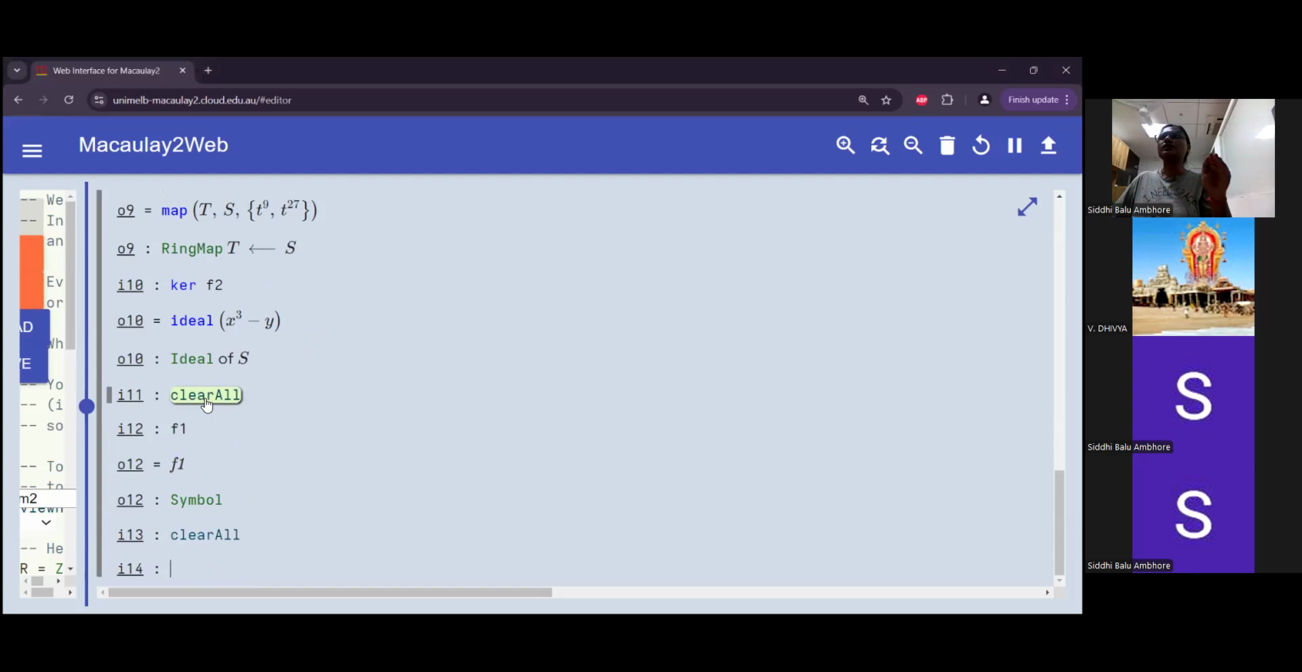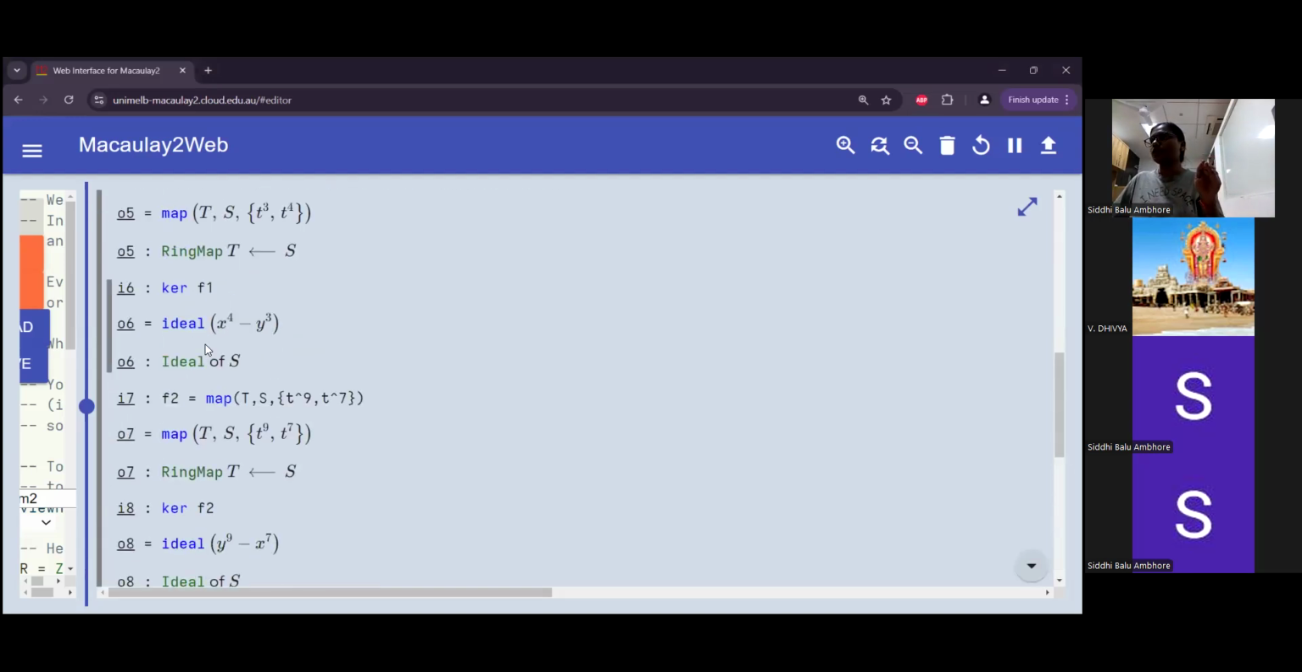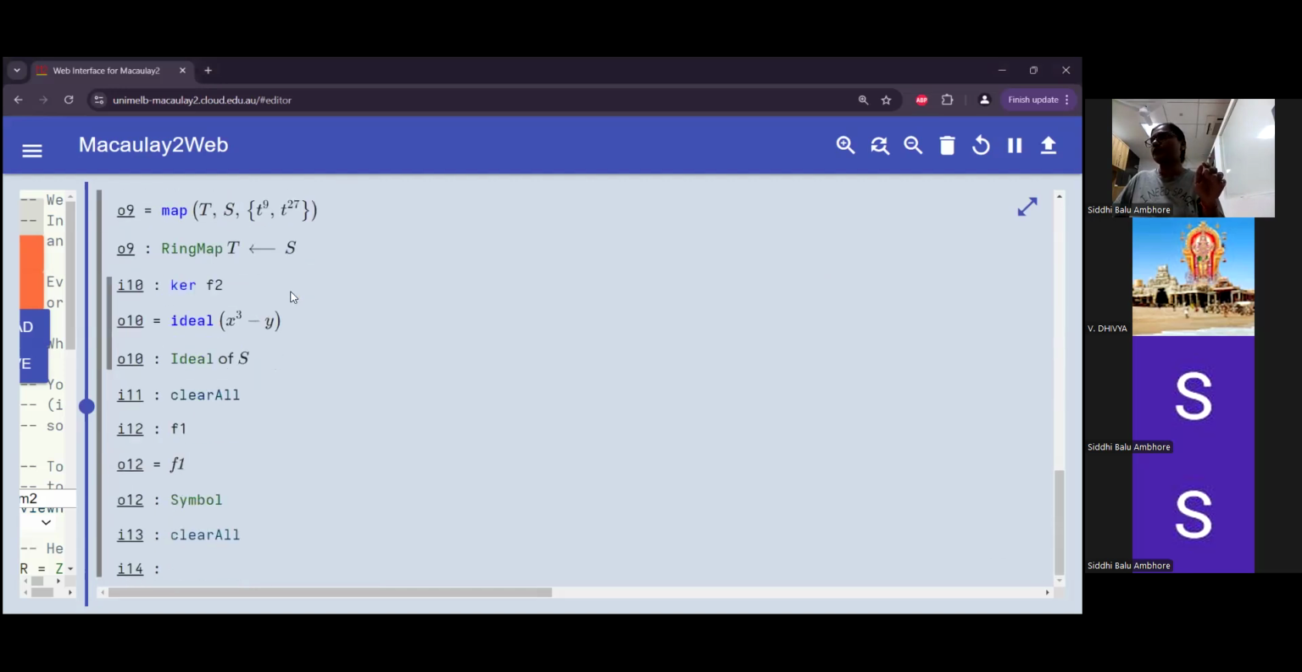Okay, when we do clear all, it clears all the memory. So here my x was some variable and f1 was this map. But when I cleared everything and wrote this f1, it was just a symbol, because now it does not have any memory stored for the variable f1. So when you work with many rings in one go, to not mix up the rings, write just clear all and try to write your entire code again.